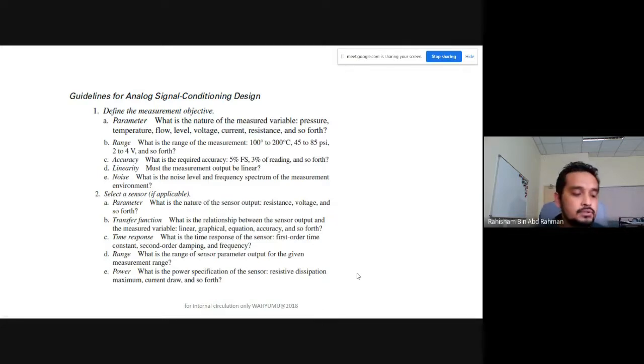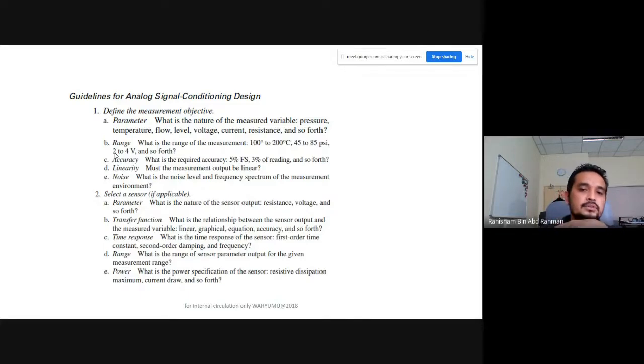Okay, to conclude this chapter, the guideline for analog signal conditioning design. First, what do we need to do? First, we need to define the measurement objective. We need to know what we're going to measure, what parameter to be used, and what range. If it is boiling water, you know the range will be 0 up to 100 degrees Celsius. We don't need to go up to 200 or 300 because the maximum boiling temperature is just 100. So you can decide for that.